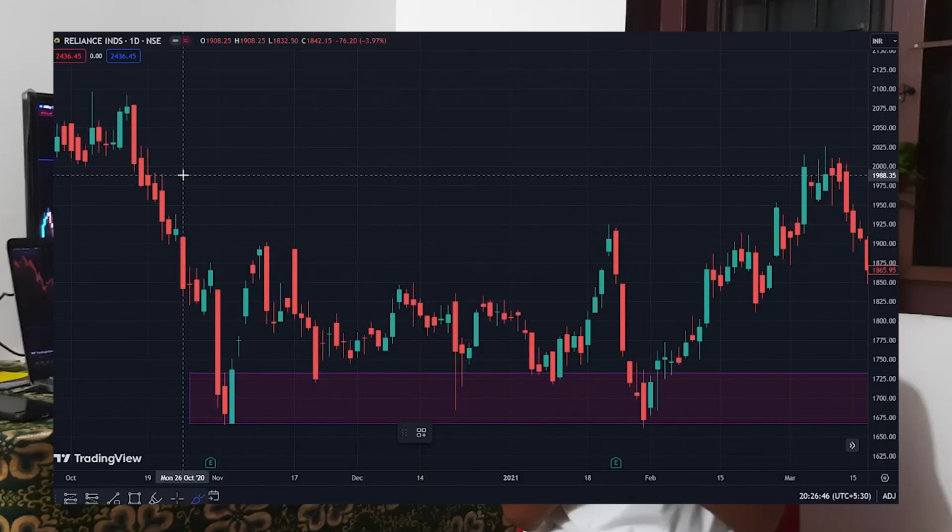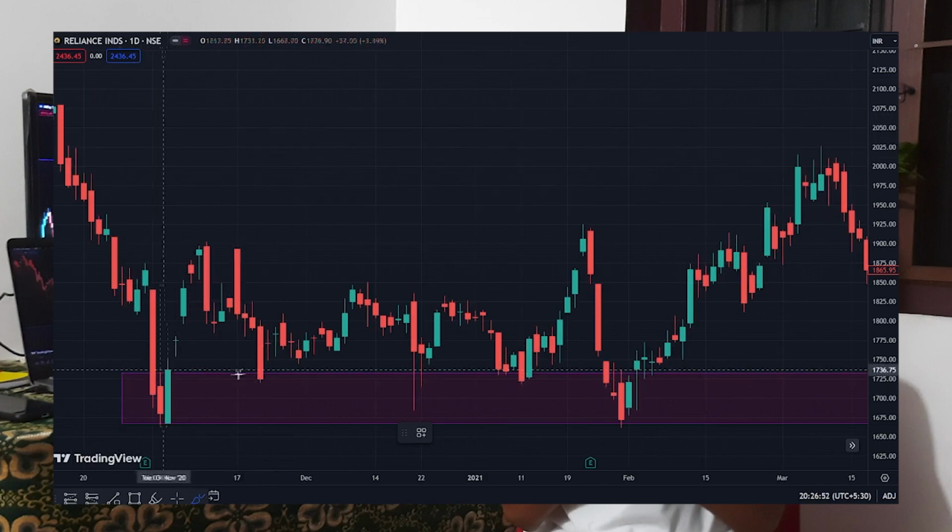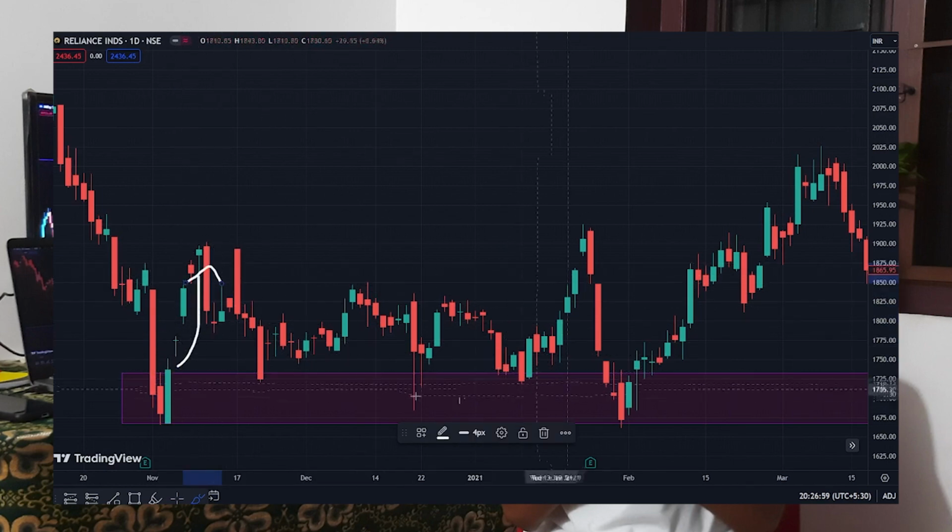So let's get into charts. This is the Reliance daily time frame chart. You can see whenever the stock falls from the higher levels and this level is tested, there is an upward movement from this area. So this is the 1700 zone. Whenever the stock tests this area, there was an upward movement.